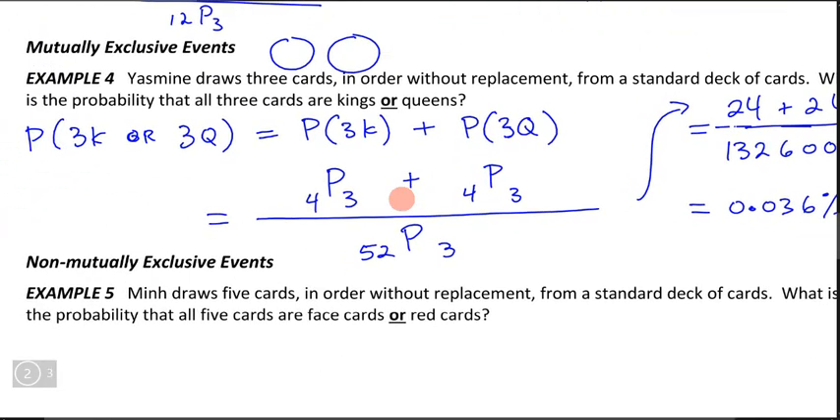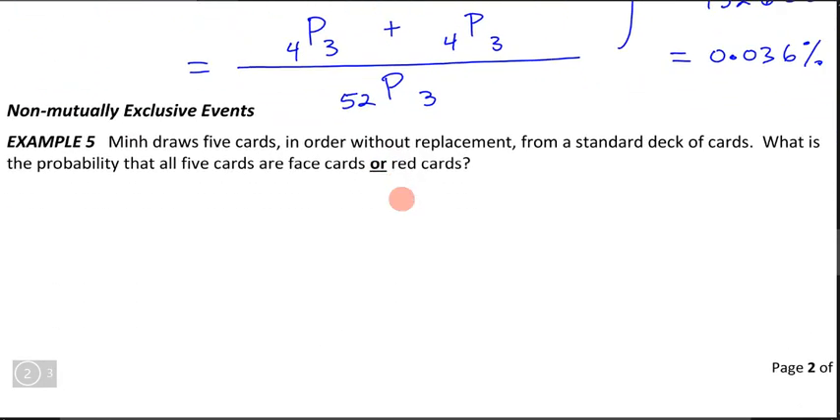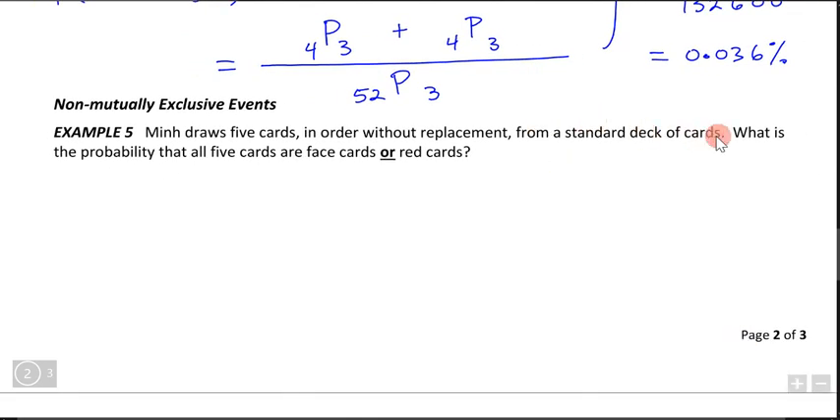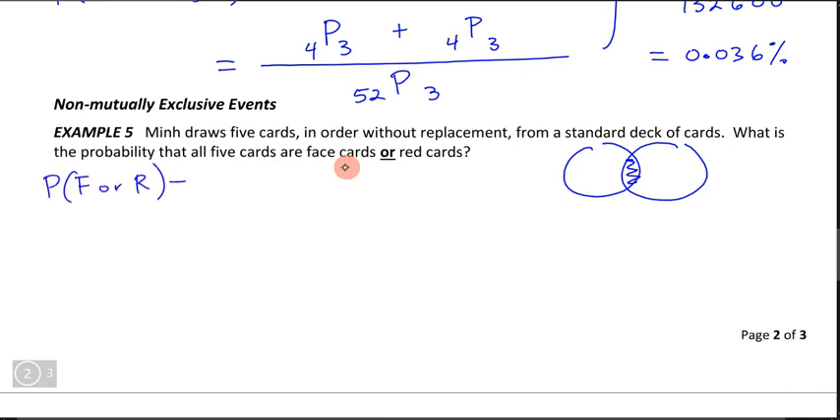Okay, non-mutually exclusive events. So Min draws 5 cards in order without replacement from a standard deck of cards. What is the probability that all 5 cards are face cards or red cards? So now this is non-mutually exclusive because remember that diagram, you have some overlap. Some of your red cards can be face cards, and vice versa. So what I'm looking for is the probability of drawing a face card or a red card. And using that non-mutually exclusive formula, you're looking at the probability of drawing a face card plus the probability of drawing a red card minus the intersection, probability of a face card and a red card.